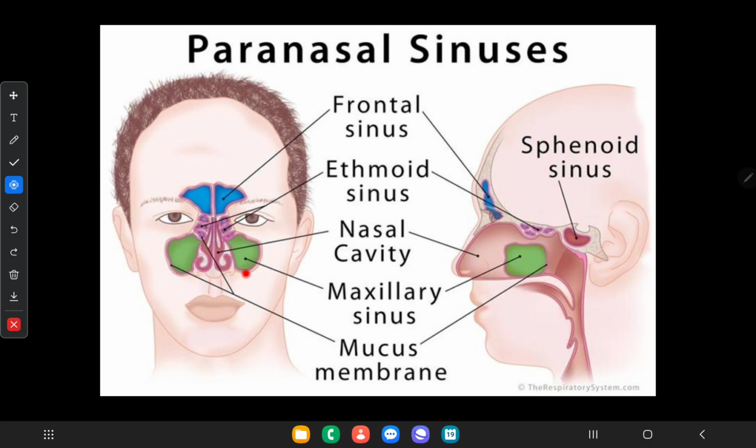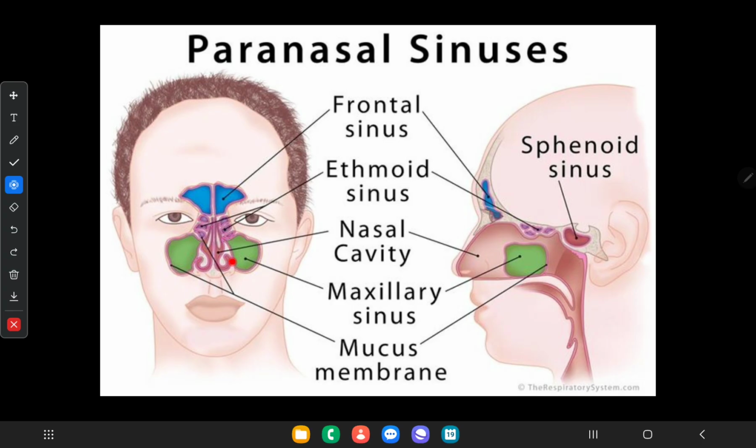Extraction of upper molar or premolar teeth may lead to a communication between the sinus and the oral cavity. For the same reason, infection from carious teeth is a common cause of maxillary sinusitis.